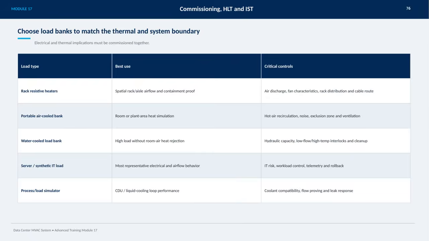On this slide, we focus on the importance of choosing load banks that align with both the thermal conditions and the system boundaries for effective commissioning.